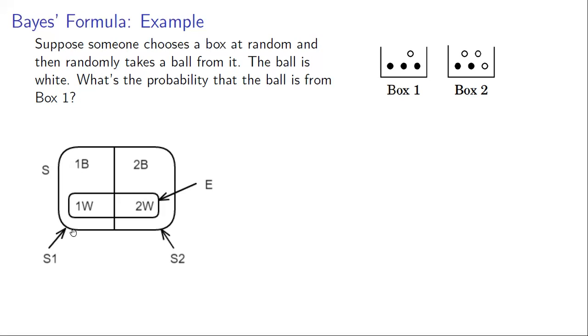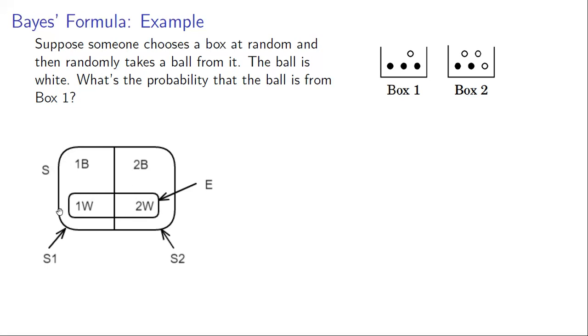Now we'll say S1 is the left side, which is where the person chose from box 1, right? So this is 1B or 1W, but they're both from box 1. So that's going to be S1, the left side. S2 is the right side. That will be the case where the person chose from the second box, so we have 2B or 2W.